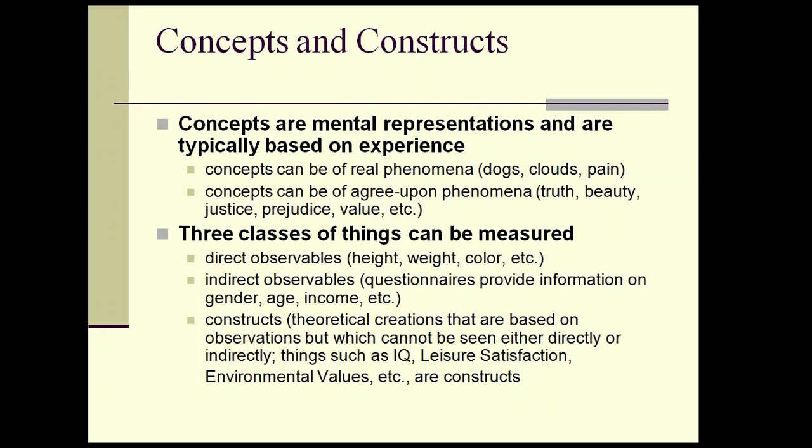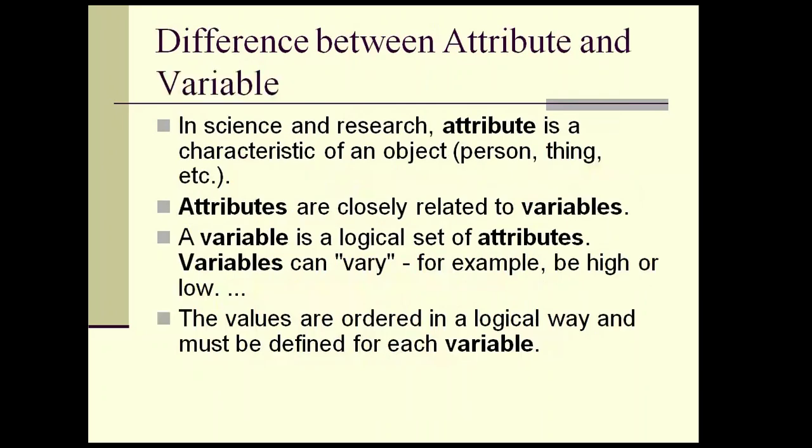So what is the difference between attribute and variable? In science and in research, an attribute is a characteristic of an object. What is an object? Maybe a person, maybe a thing. And an attribute is the characteristic of a person or a thing. Attributes are closely related to variables but not variables. A variable is a logical set of attributes. The variable can vary, maybe high, maybe low, maybe moderate. That's why they are known as variables. The values are ordered in a logical way and must be defined for each variable.